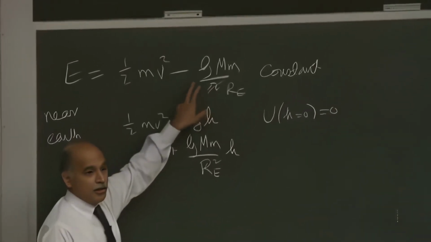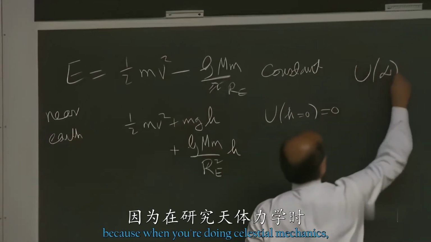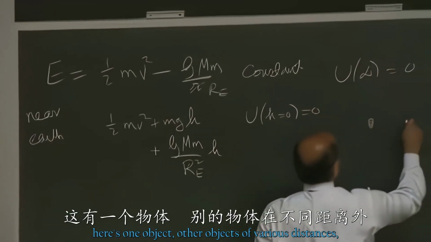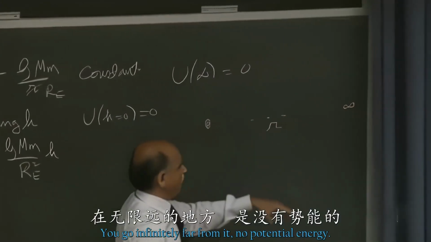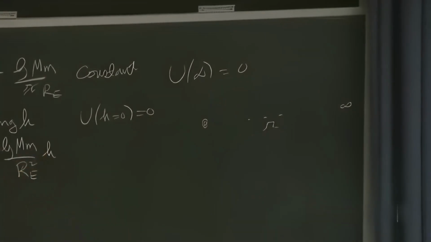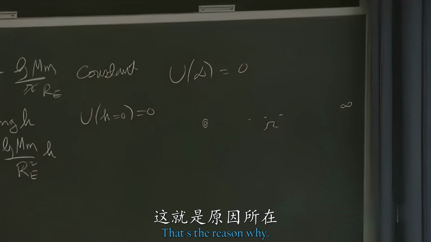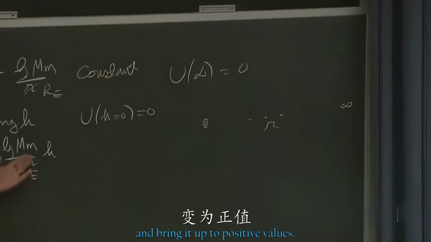Yep. He's saying potential is 0 at infinity. Because when you're doing celestial mechanics, here is one object, other object at various distances. Infinity is a rather interesting point. You go infinitely far from it, no potential energy. So the two of them differ by a constant. That's the reason why. And the constant can easily overturn a quantity that's negative and bring it up to positive values.